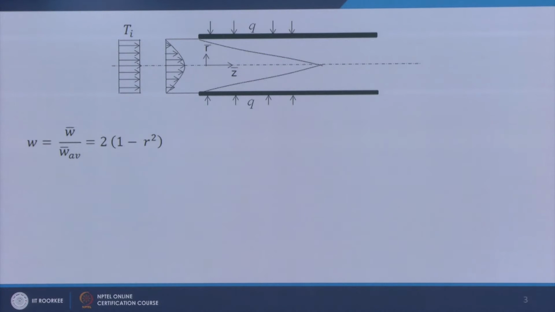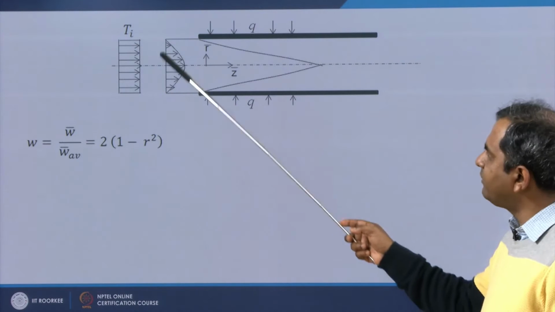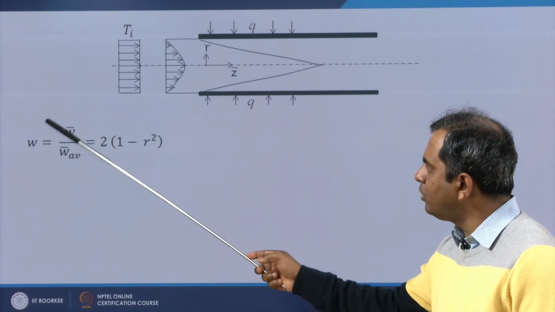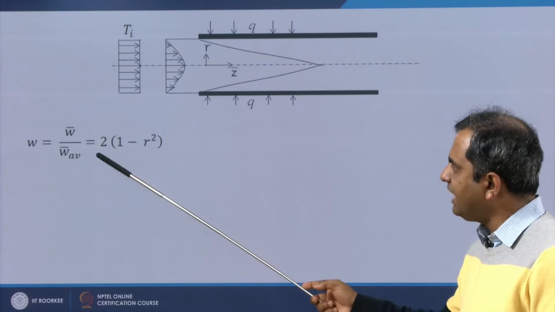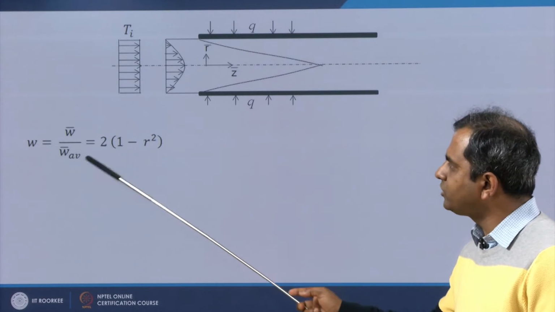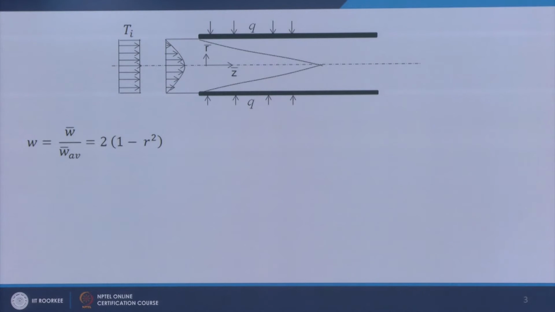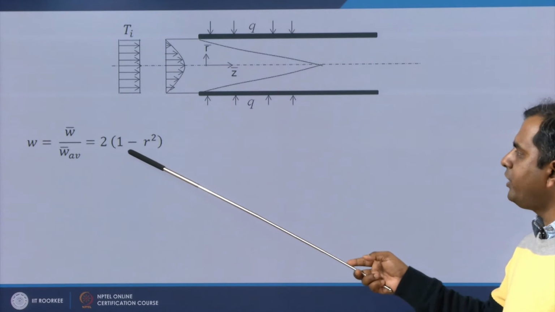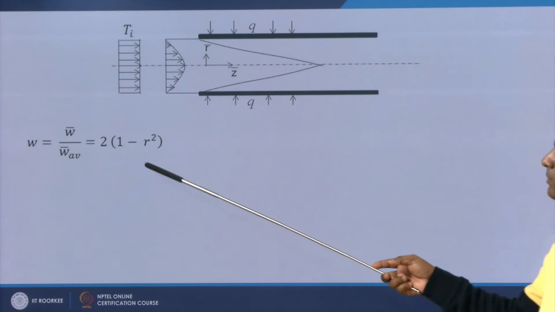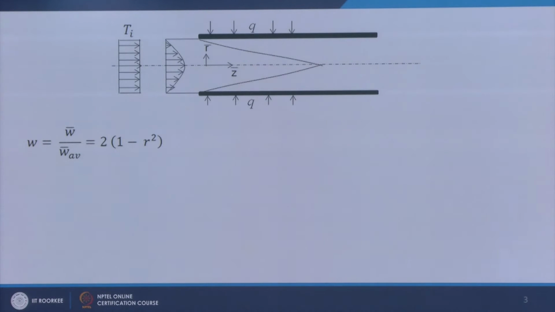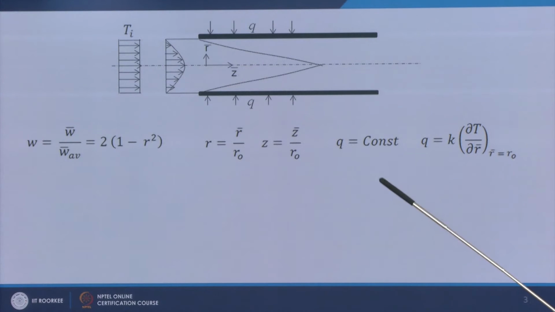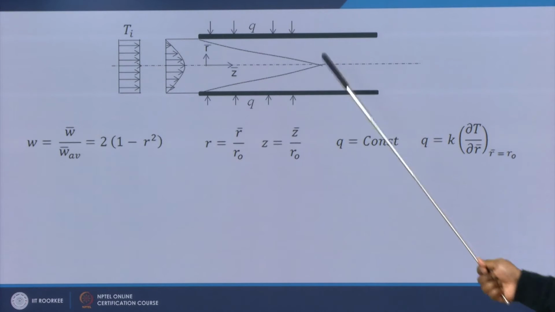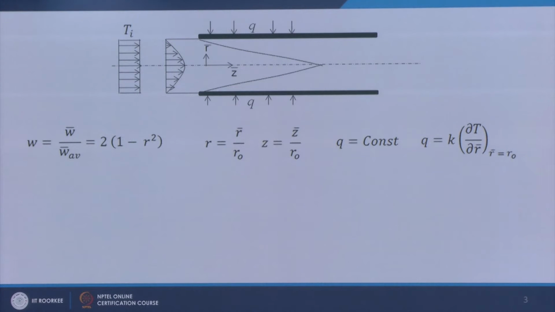As we have hydrodynamically fully developed flow, our W profile will be nothing but a parabolic profile, and once we non-dimensionalize W bar with respect to the average W, we get W is equal to 2 into (1 minus r squared), where r is r bar by r naught. Next, for the wall heat flux, which is a constant q, we can write q is equal to k del T del r bar at r bar equals 1, which is coming from the wall boundary of the duct or tube.